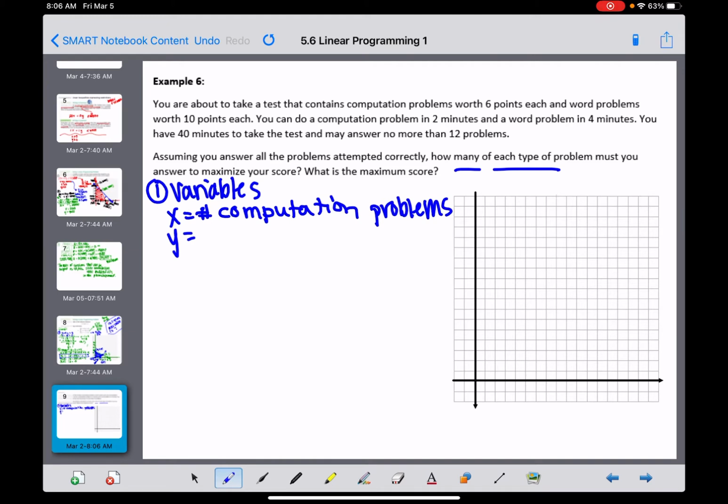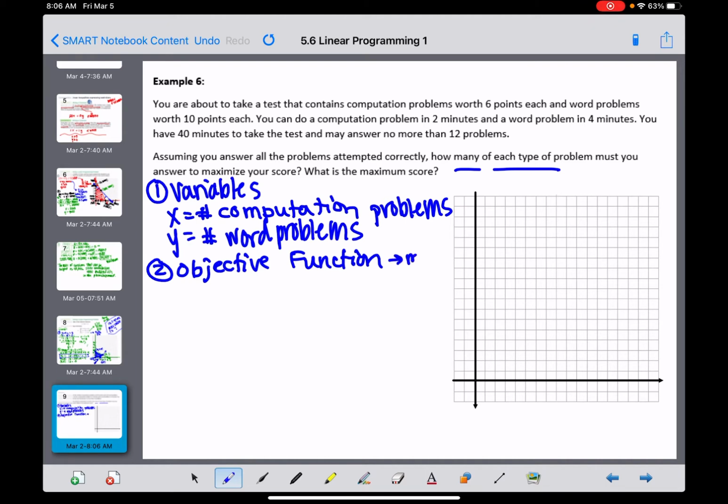And we'll let Y represent the number of word problems. Okay. So now my objective function, we want to maximize the score, so the number of points, okay?